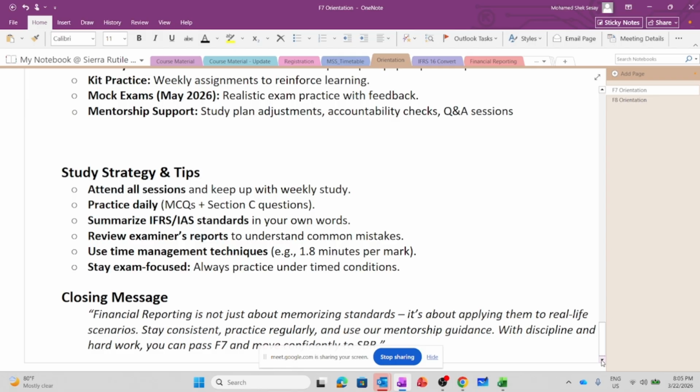Also, you need to review the examiner's report, and we are going to look at it together, because the examiner's report will give you the updated areas that you need to focus on, and how you can address the potential changes within the syllabus. Also, time management, as I mentioned earlier, 1.8 minutes per mark, very important. You need to take note of it. Then you need to stay focused. Always practice under time conditions. Very, very much important.